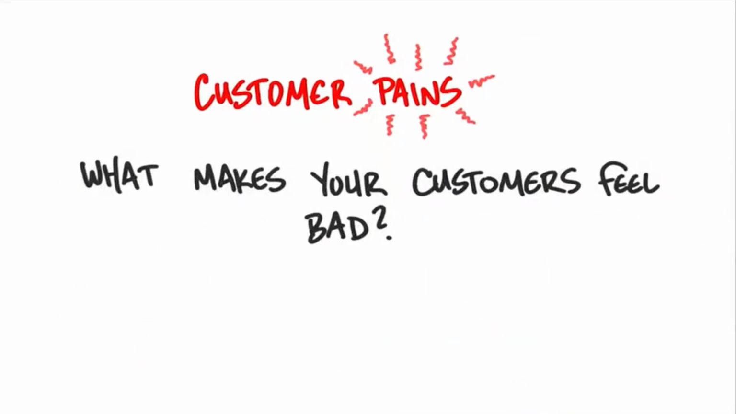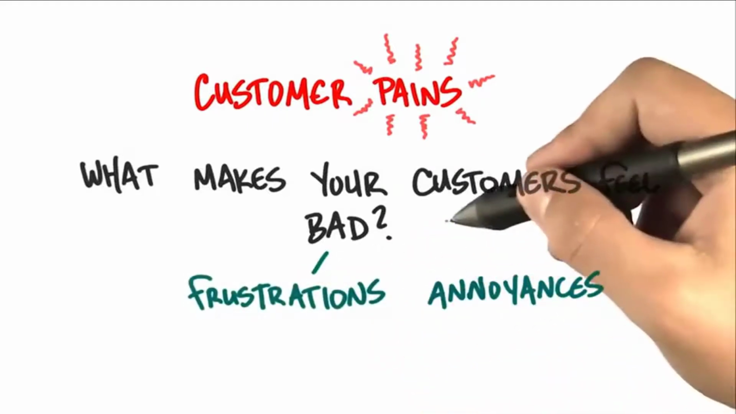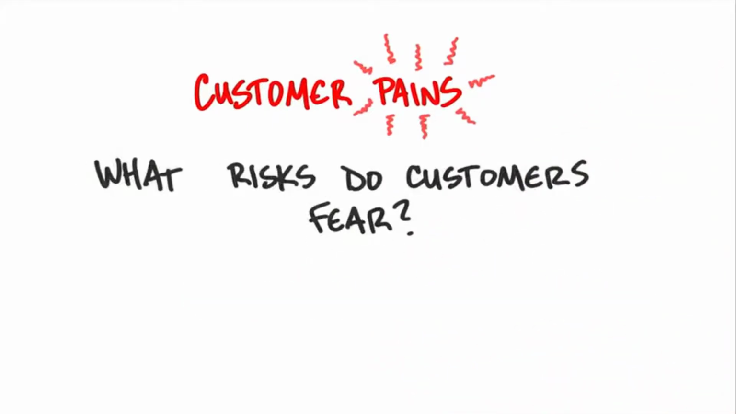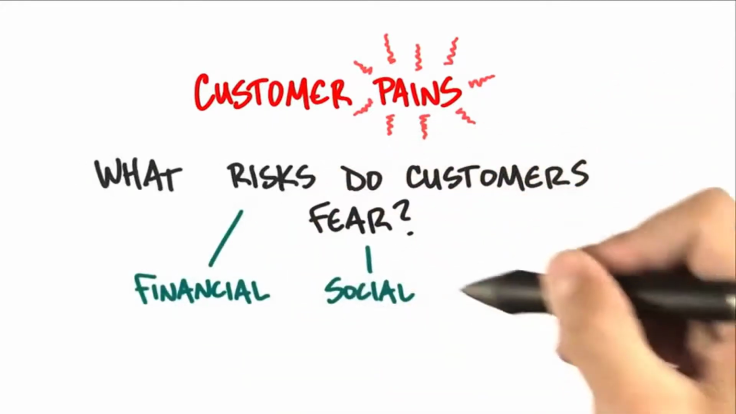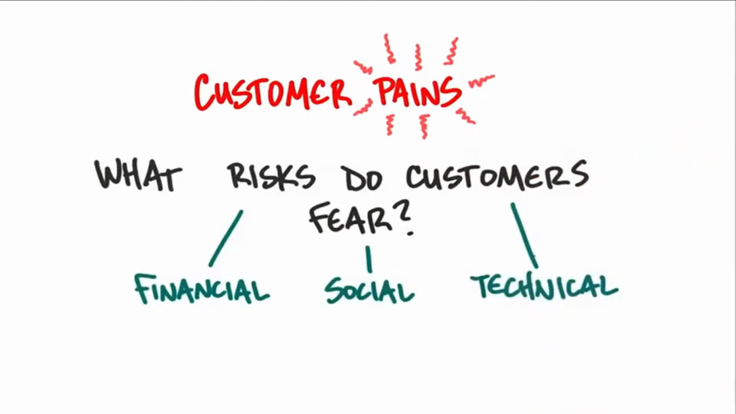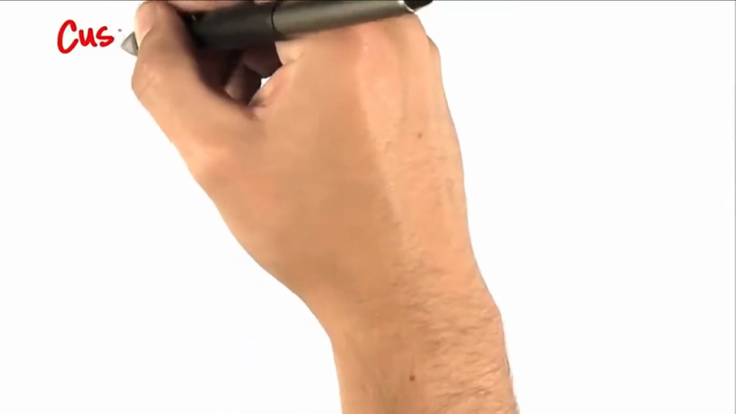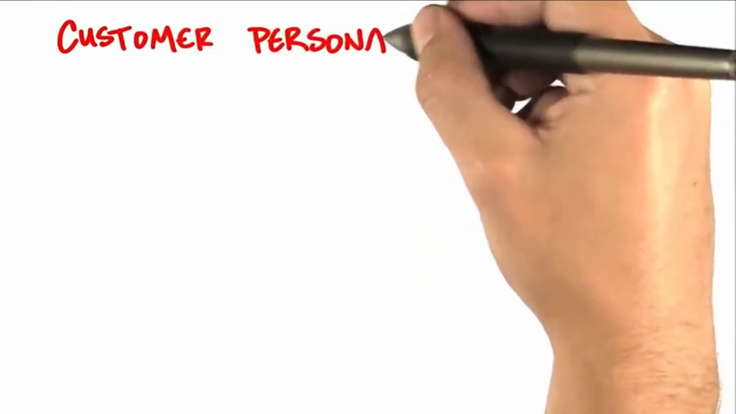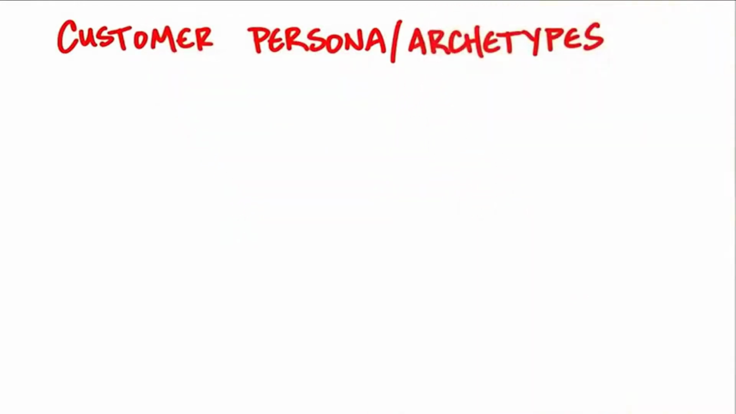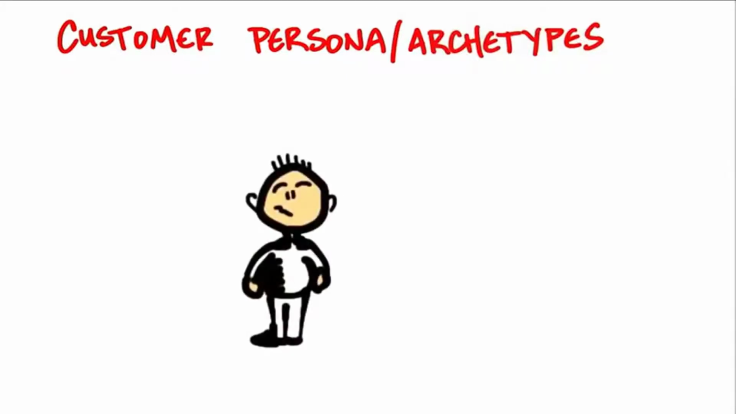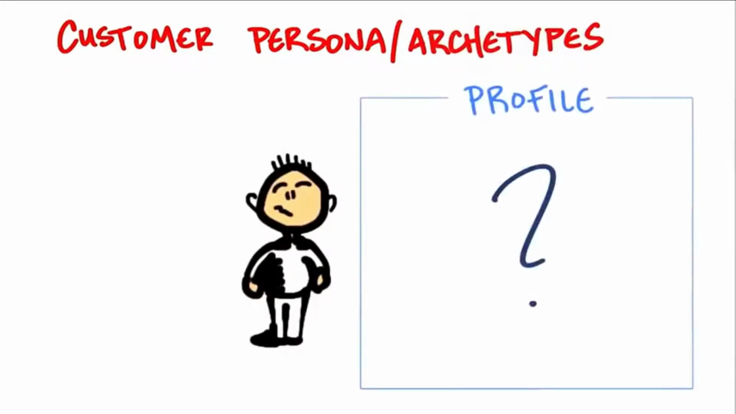And what makes your customers feel bad? Frustrations, annoyances, etc. And what do they fear? Financial or social risks, what could go wrong, etc. You need to understand all of this. And the goal of all this is to actually define the customer persona or archetype, which is just a fancy way of saying, I want you to know everything about those customers. So what could be everything?